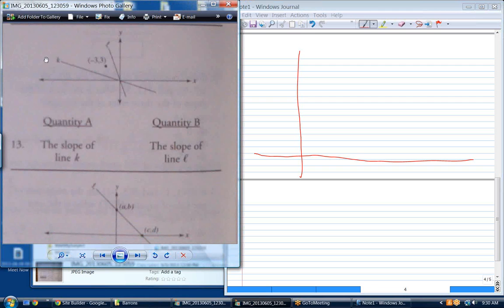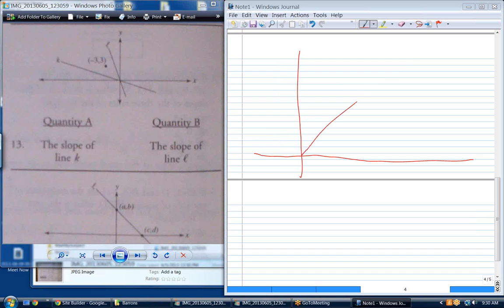Okay, this is line K, this is line L. They put a point in there, completely unnecessary. Visually, you should be able to tell which number is bigger. Now, so far we've only talked about positive slopes. So let's just go over this. Slope of that is 1. Slope of that is 1/2. Slope of that is 2.